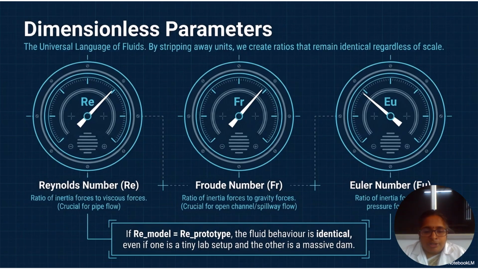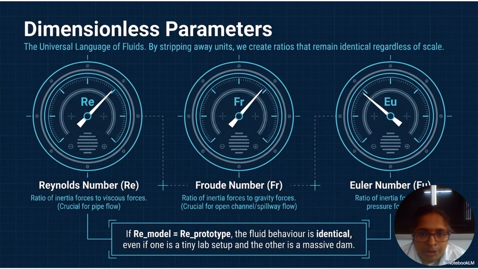And dimensionless parameters. We have some numbers which are dimensionless parameters. That is, in the universal language of fluids, by stripping away units, we can create ratios that remain identical regardless of scale. Reynolds number is the ratio of inertia force to the viscous force. It is crucial for pipe flow and is denoted by the symbol Re.